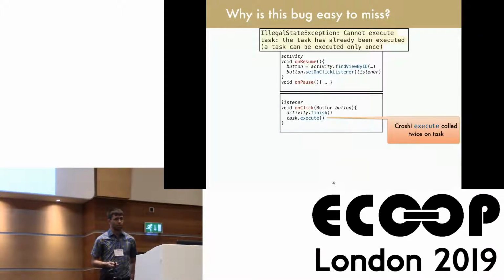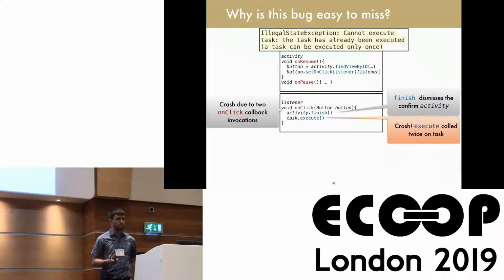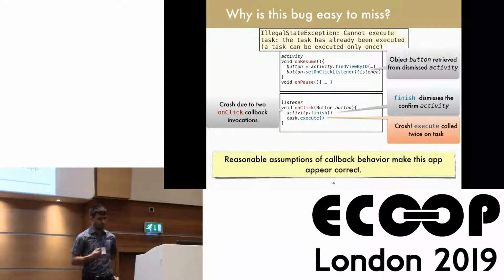You have the stack trace, you have the location of where it occurred, and you know that there's this method, execute, that can't be called twice on the same object. So in this case, the crash is due to this onClick being called twice. However, there's another method, finish, which is supposed to dismiss the whole screen. And if you look earlier, the button is on that screen. So if you take reasonable assumptions that a developer might have, this application looks like it should be correct. So what's going on here?